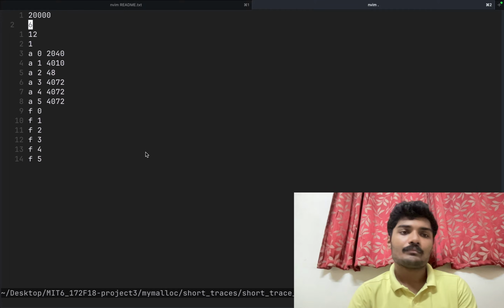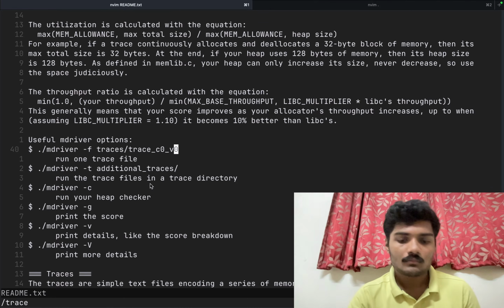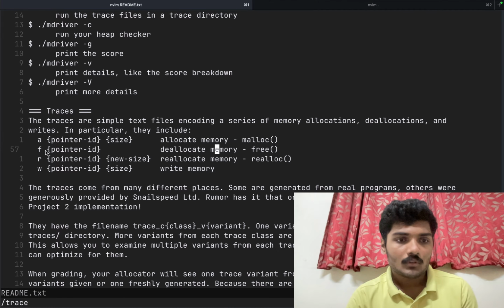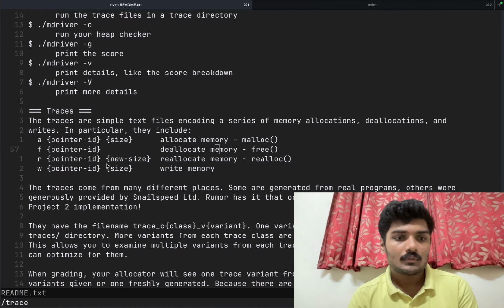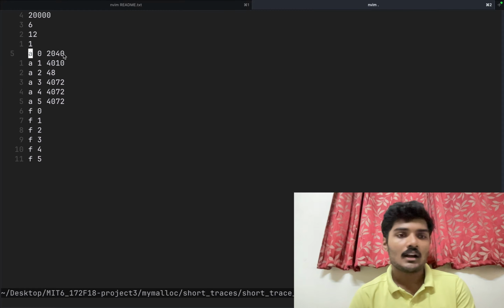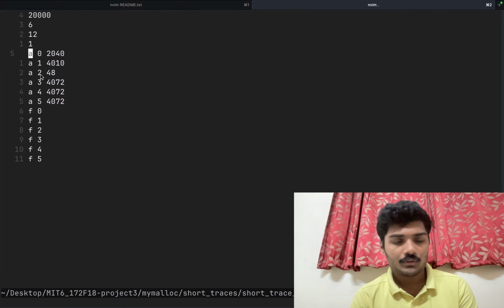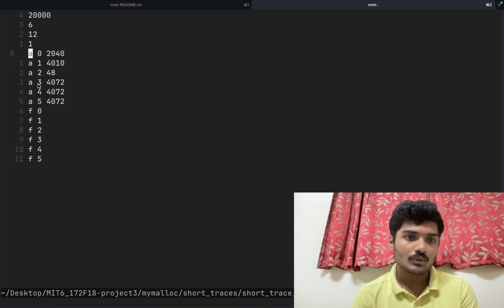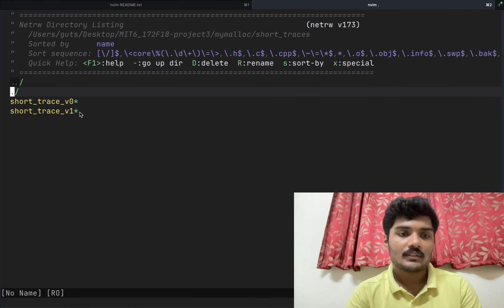Okay, so A is allocate, and the next numbers are pointer ID and size. Allocate 2040 bytes at 0, allocate 4010 bytes at 1, allocate 48 at pointer 2, allocate 4072 at 3, there it is, and free 0, free 1, free 2, free 3, 4, 5. Okay, that's great. This is the easiest one.